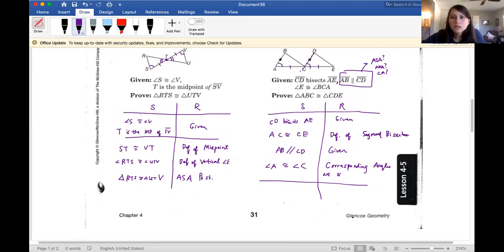And then finally, we have angle E is congruent to BCA. Well, that's right here. So here I have angle, side, angle. Okay, I think I'm done because I've gotten to one of those postulates that helps me prove these triangles to be congruent. So it's angle, side, angle, postulate. All right.